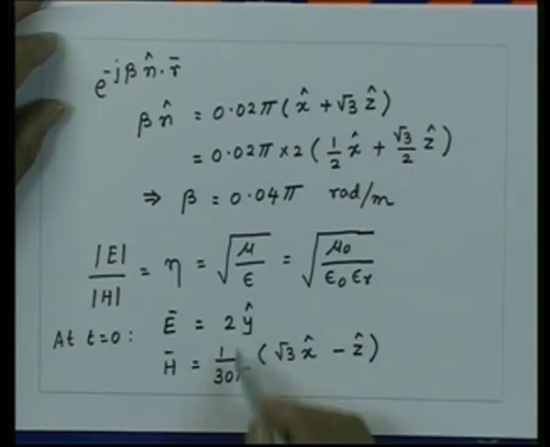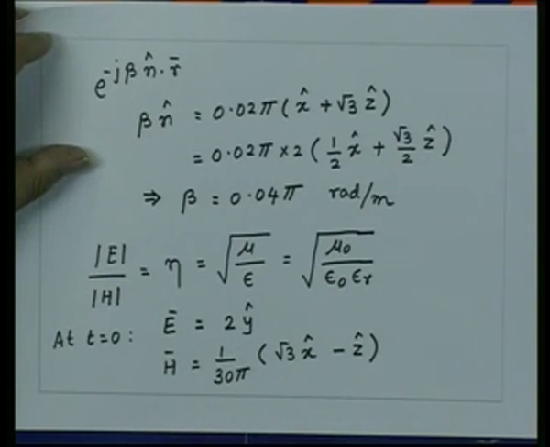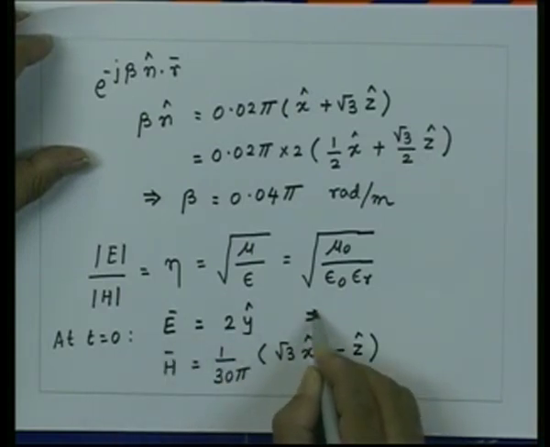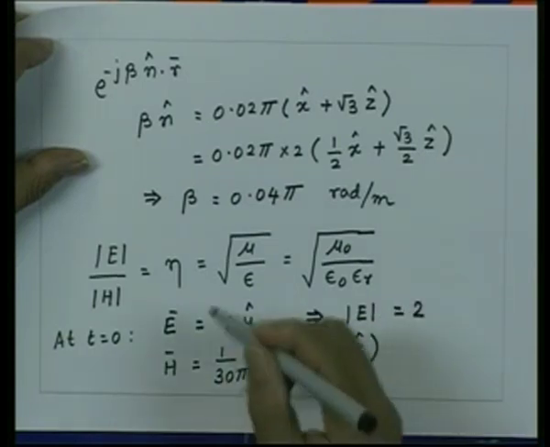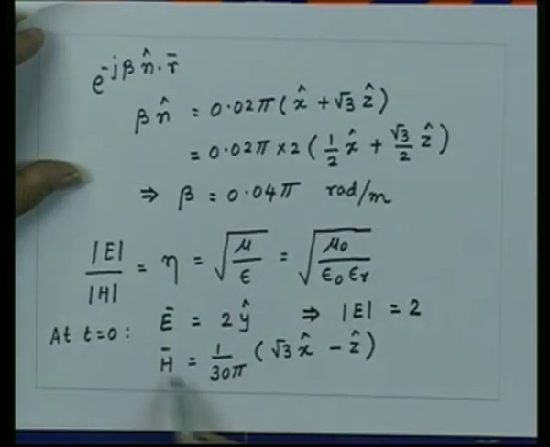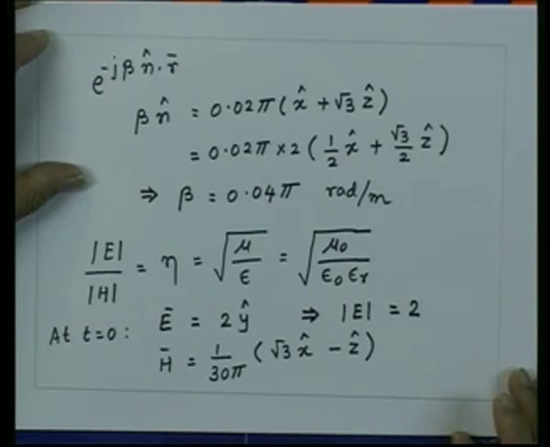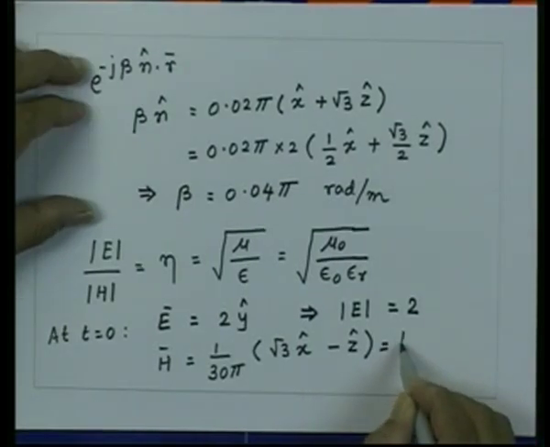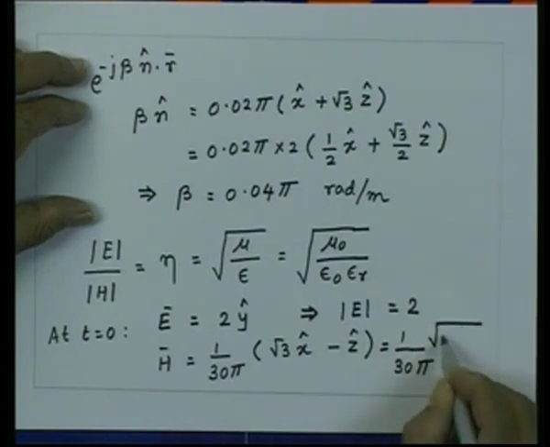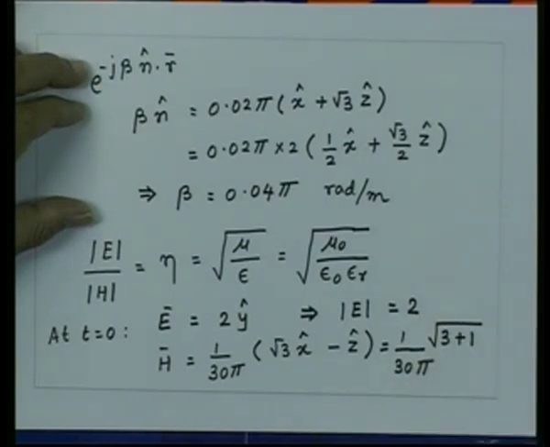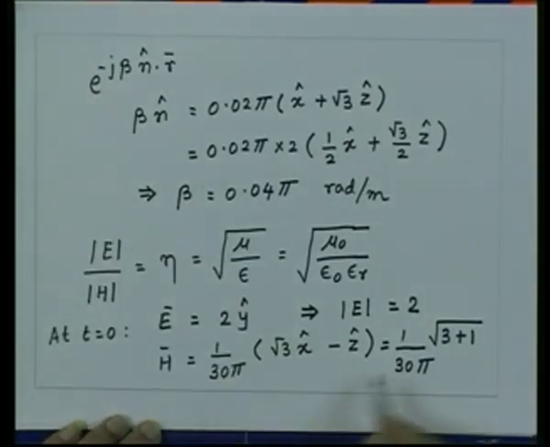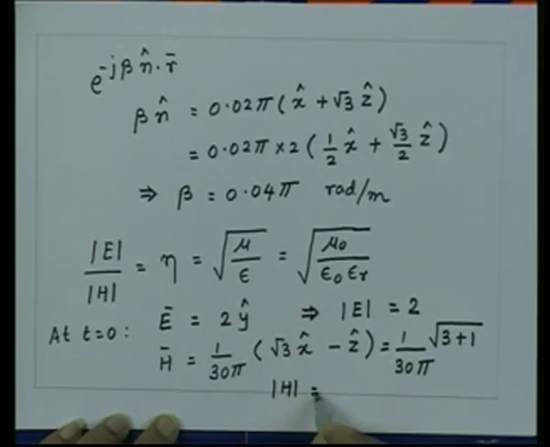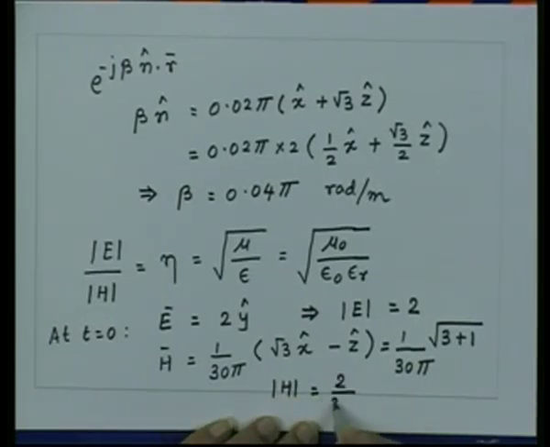So, at that instant of time, now we can find out the magnitude of electric and magnetic fields. This gives me that the magnitude of electric field, mod of E, is equal to 2, oriented in y direction, and mod of H will be 1 upon 30 pi into square root of 3 plus 1. So, mod H will be equal to 2 upon 30 pi.